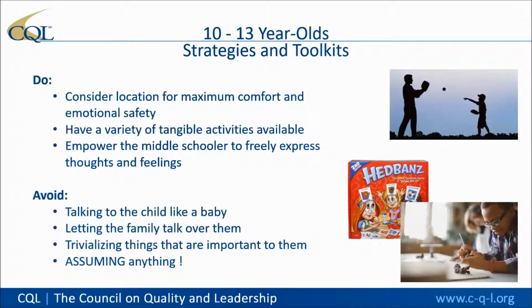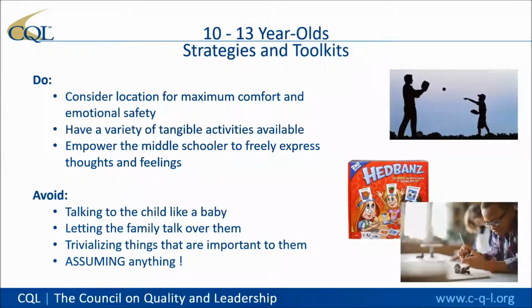Letting the family talk over them is a really difficult one, particularly with families that are extremely involved. But this is when it's great to say, okay, well, I'd like to hear what Jake thinks. So it takes a little bit of diplomacy and finessing, but it's really important that the person you're interviewing, the child, is able to express themselves.